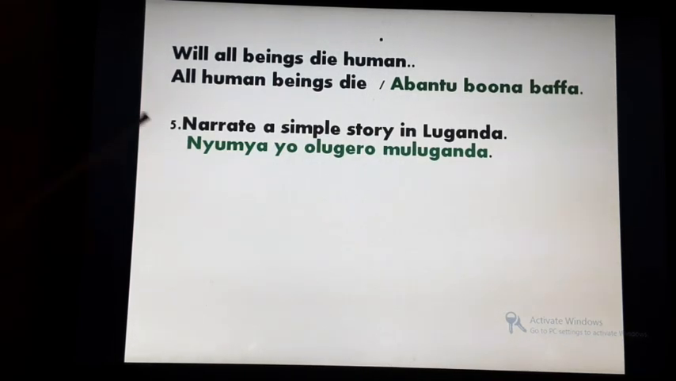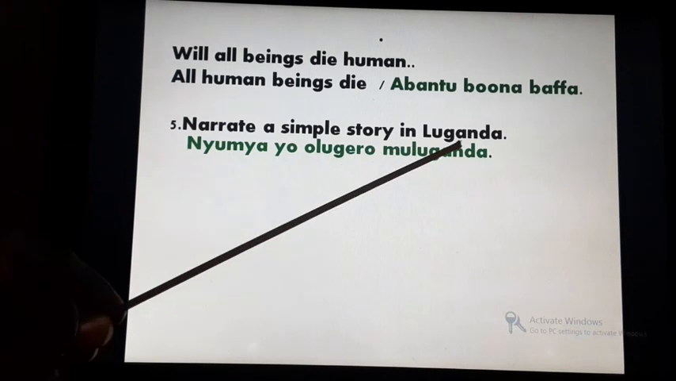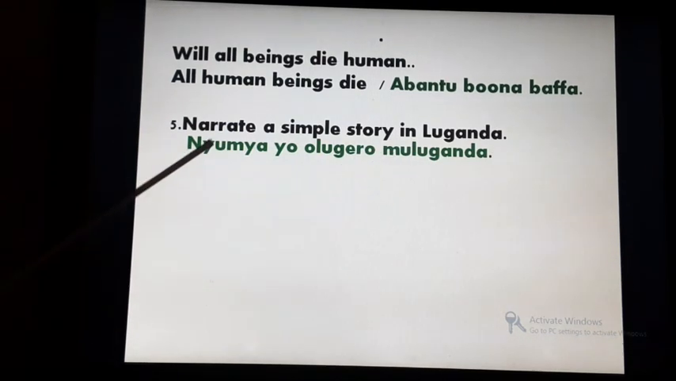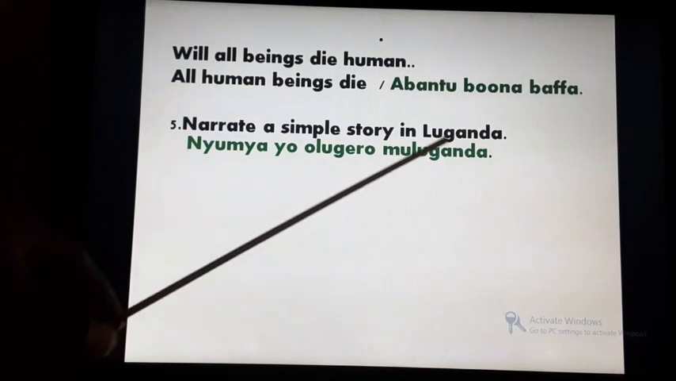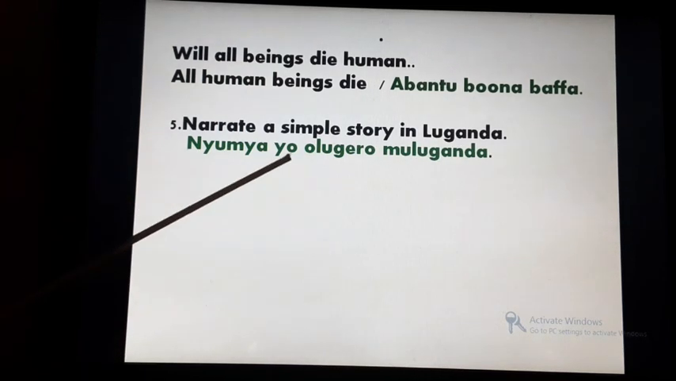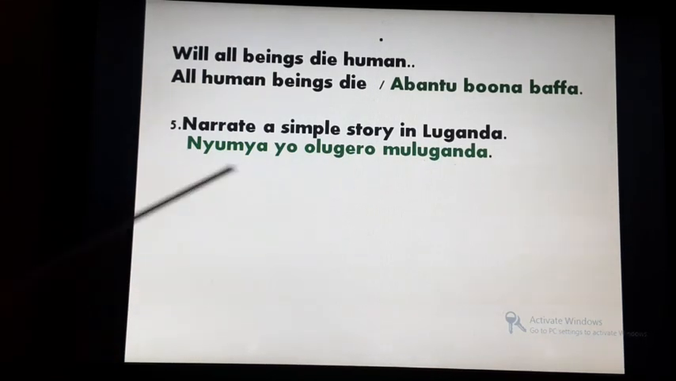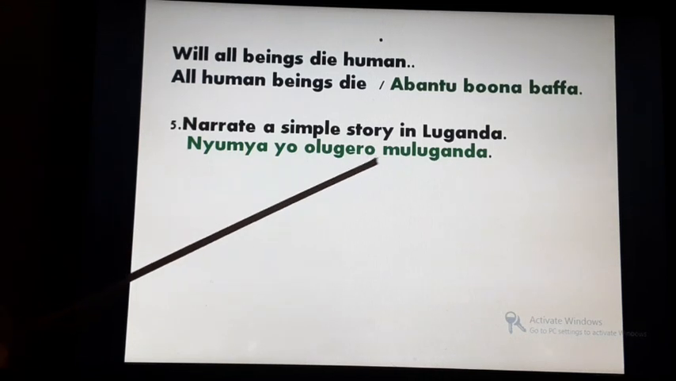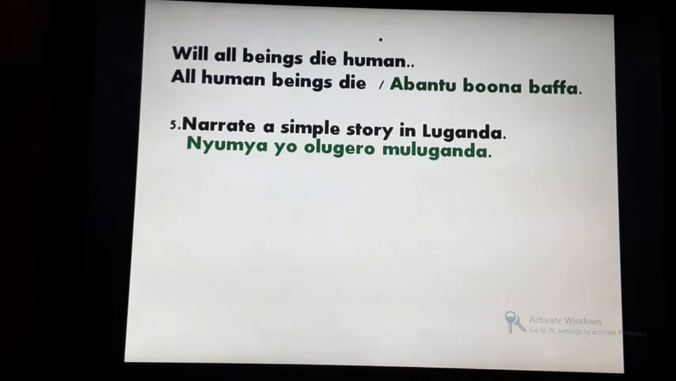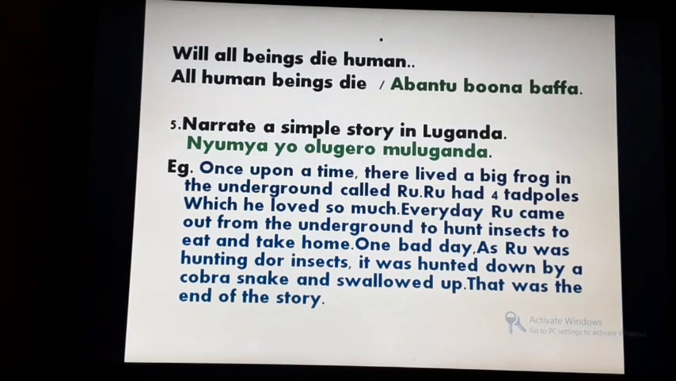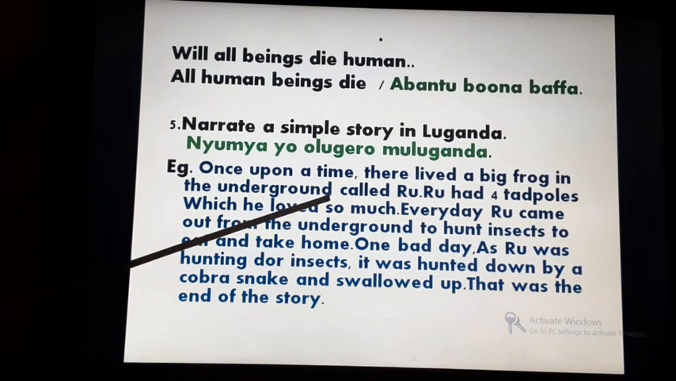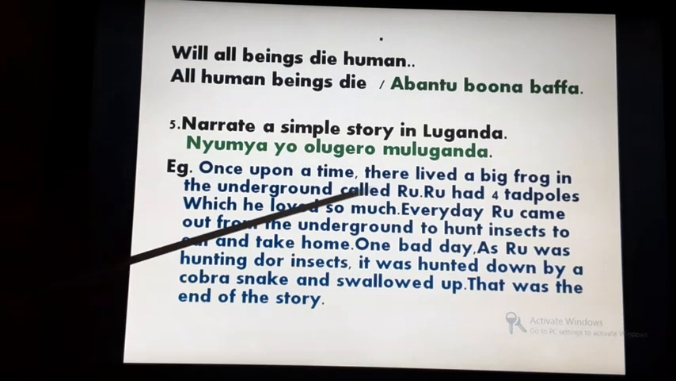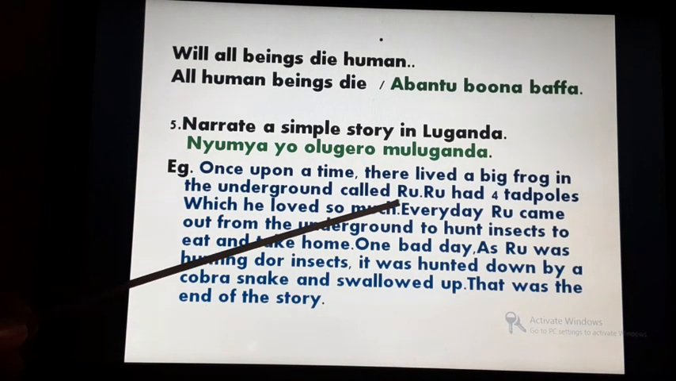Question 5. Narrate a simple story in Luganda. This is up to you. Nyumya yo olugero mu Luganda. You can narrate a simple story. Of course, you can write it in English, then translate it to Luganda to simplify it. An example could be: once upon a time, there lived a big frog in the underground called Roo.